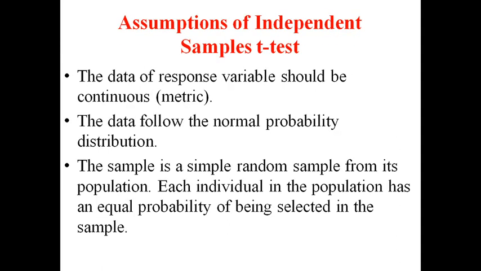Now second, what are the assumptions of the independent samples t-test? The data of the response variable should be continuous. It means the data of our response variable, the dependent variable, should be in a metric scale, that is, interval or ratio scale. The data should follow the normal probability distribution. So whatever responses we receive should follow the normal distribution curve, or a bell-shaped curve. The sample is a simple random sample from its population. So the sampling method selected to collect the data should be simple random sampling, so that each and every element gets an equal chance to be selected.